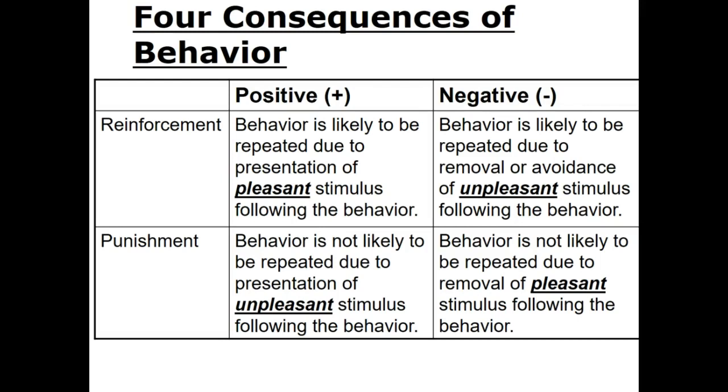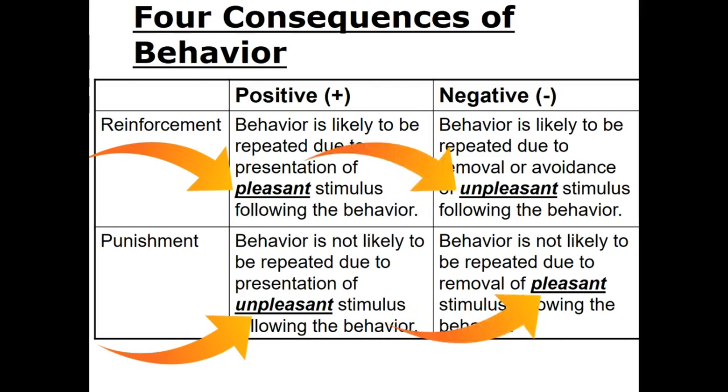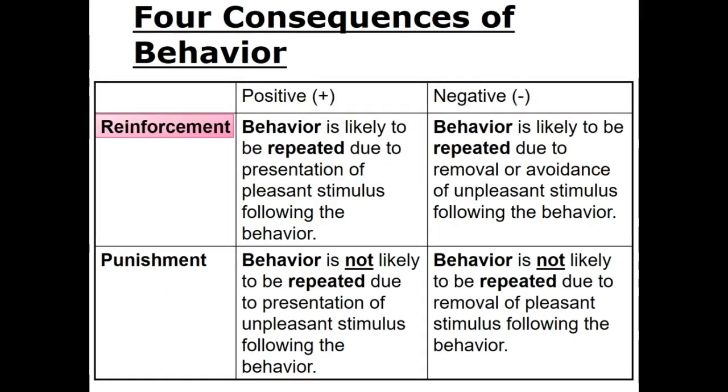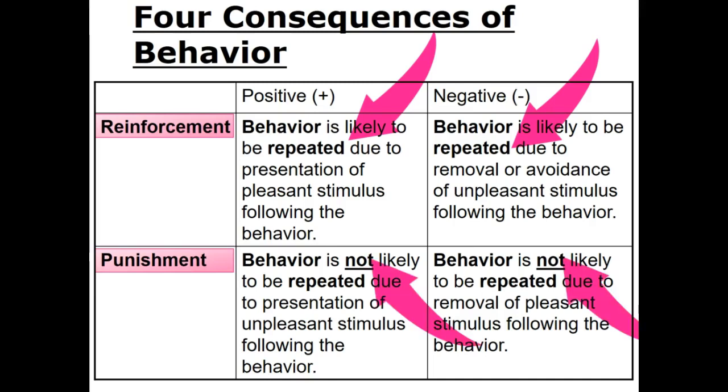Just to make it super clear that positive does not mean good and negative does not mean bad, I want to point out that under the positive column in our chart, you see references to pleasant as well as unpleasant stimuli. And under the negative column of our chart, you also see references to both pleasant and unpleasant stimuli. Remember, positive refers directly to the presentation of a stimulus, and negative refers directly to the removal or avoidance of a stimulus. Remember, reinforcement refers to an increased likelihood that a behavior will be repeated, and punishment refers to a decreased likelihood that a behavior will be repeated.